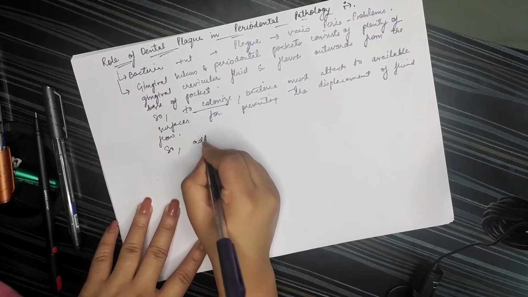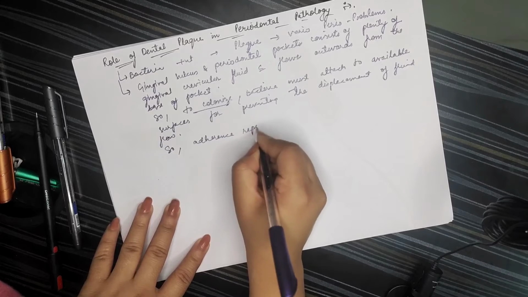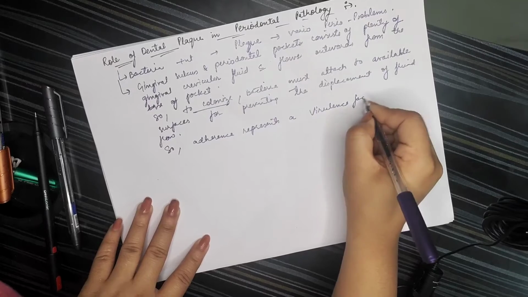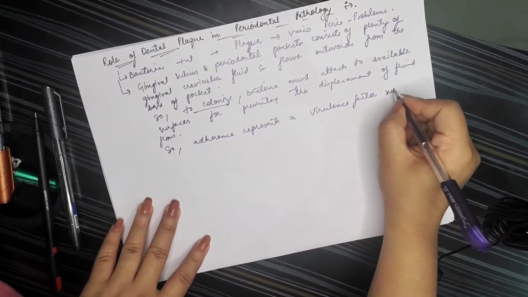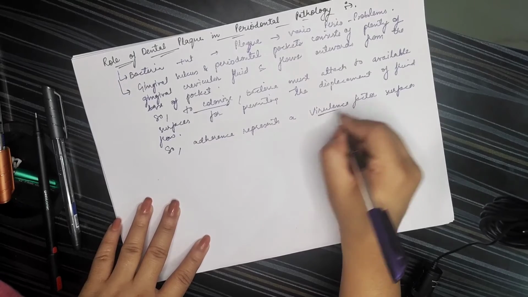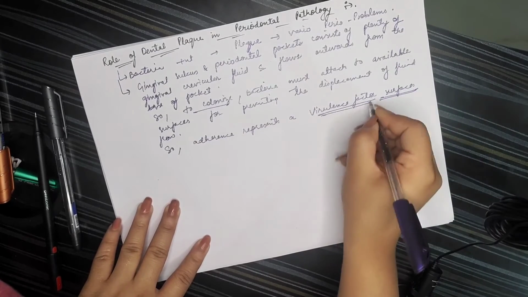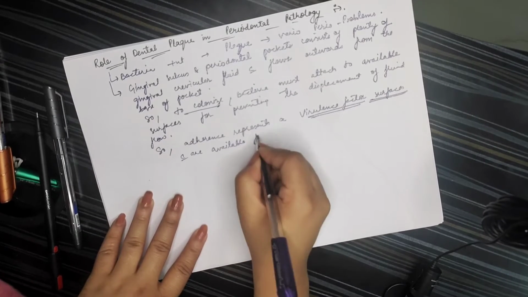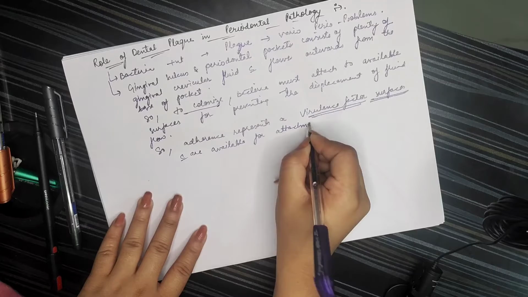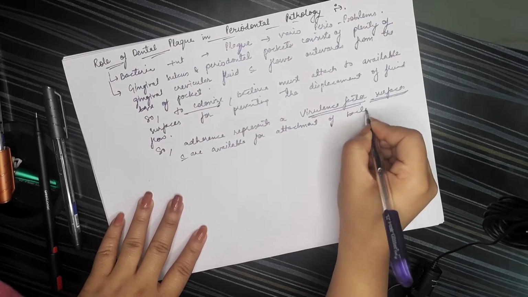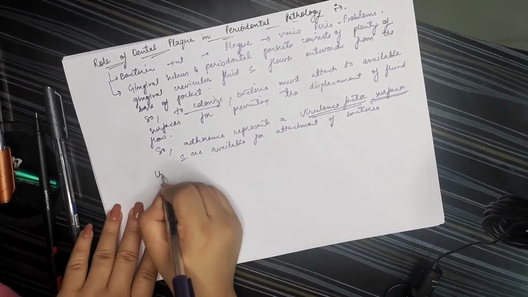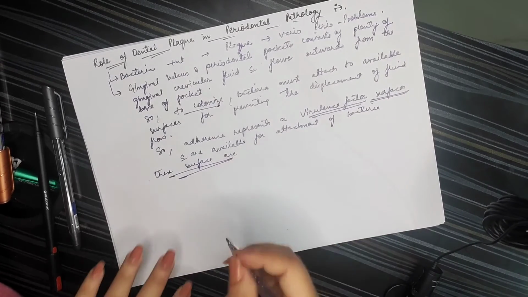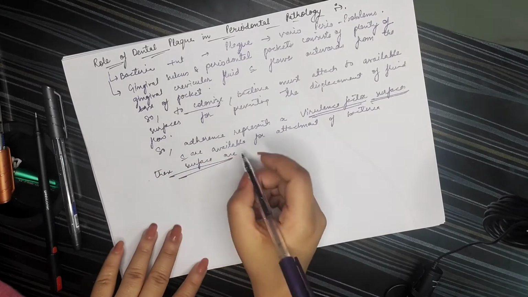So adherence represents a virulence factor. Surfaces which are available for attachment of bacteria, what all these surfaces are inside the oral cavity.